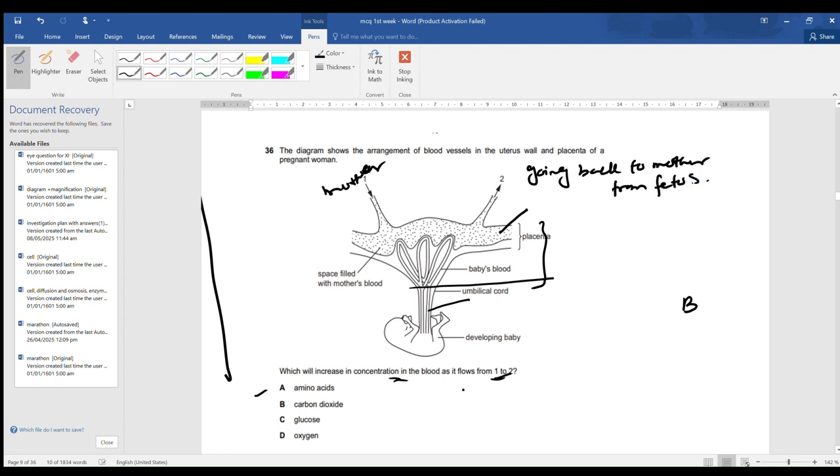So which will increase in concentration as it flows from 1 to 2? Of course, carbon dioxide concentration is low over here, and over here it will increase. Okay, from the mother there will be more oxygen. Over here there will be less oxygen. So that's why carbon dioxide is the correct answer. B is the correct answer.